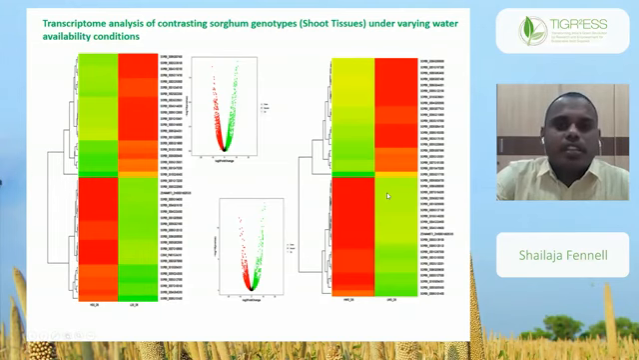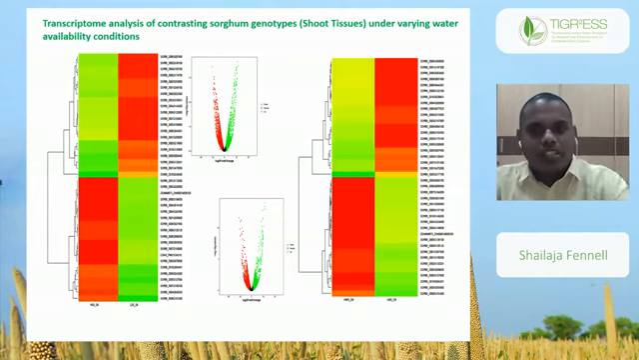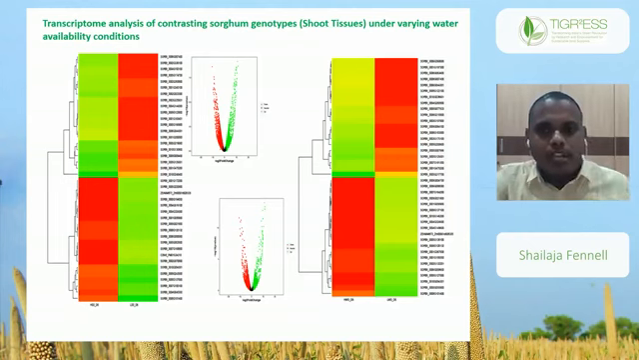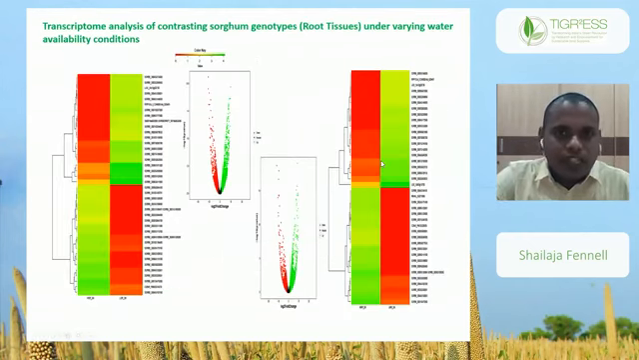Here you can see the differentially expressed genes, the top 20 up and down regulated genes in contrasting sorghum genotypes under varying water conditions. These are shoot tissue samples. Here you can see the differentially expressed genes in root tissues also under varying water conditions, in the same genotypes.